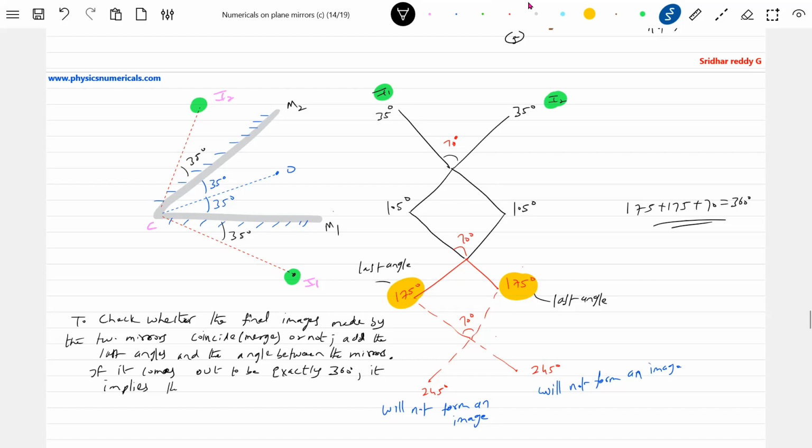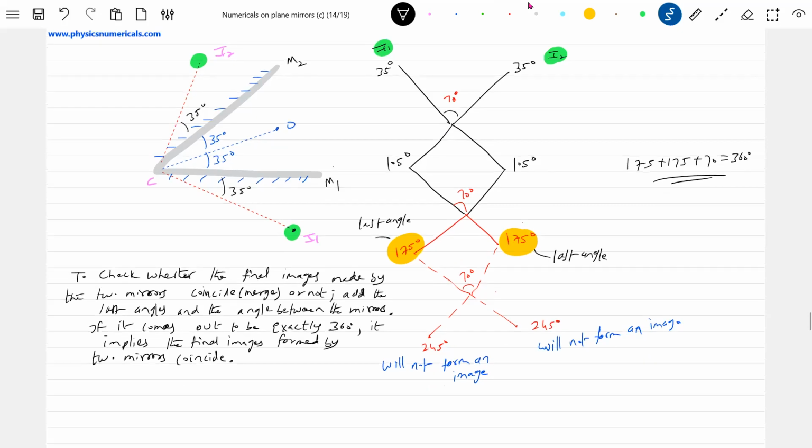The final images formed by the two mirrors coincide or will merge. If it is not equal to 360, they'll not merge. If the sum of the last angles plus this is not equal to 360 degrees, then they'll not merge.